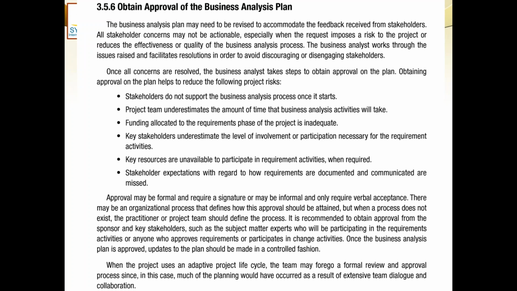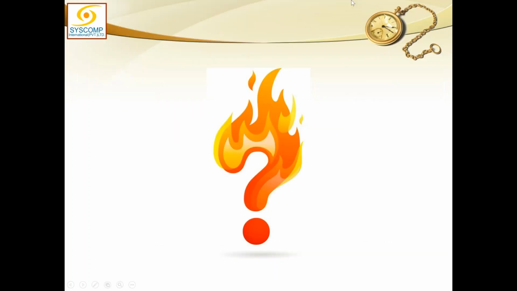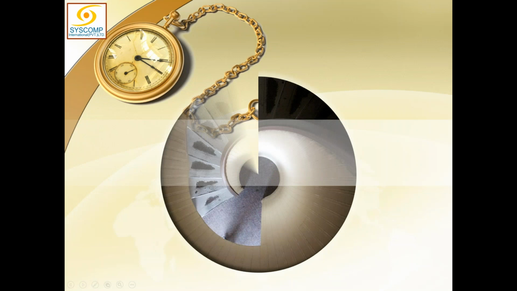Once the business analysis plan is approved, updates to the plan should be made in a controlled fashion. When the project uses an adaptive life cycle, the team may forego a formal review and approval process, since in this case much of the planning would have occurred as a result of extensive team dialogue and collaboration, and we do not want to waste so much time. So this brings us to the end of planning. Any questions about planning?